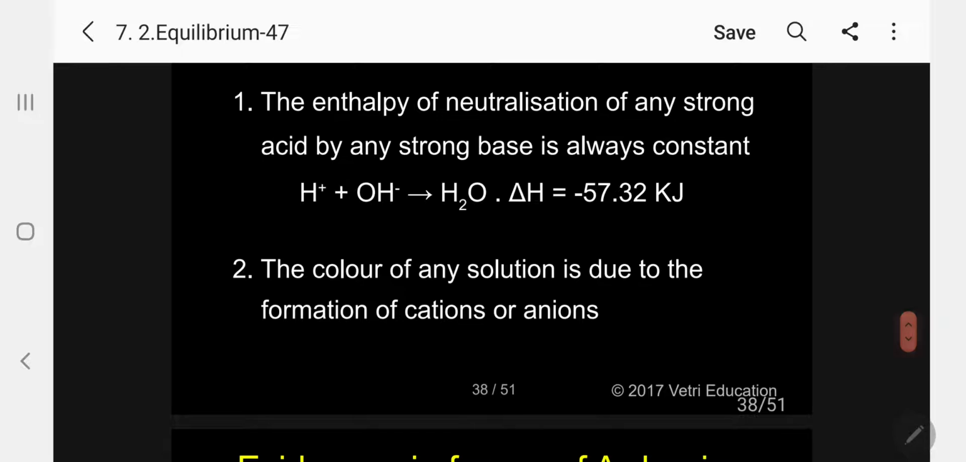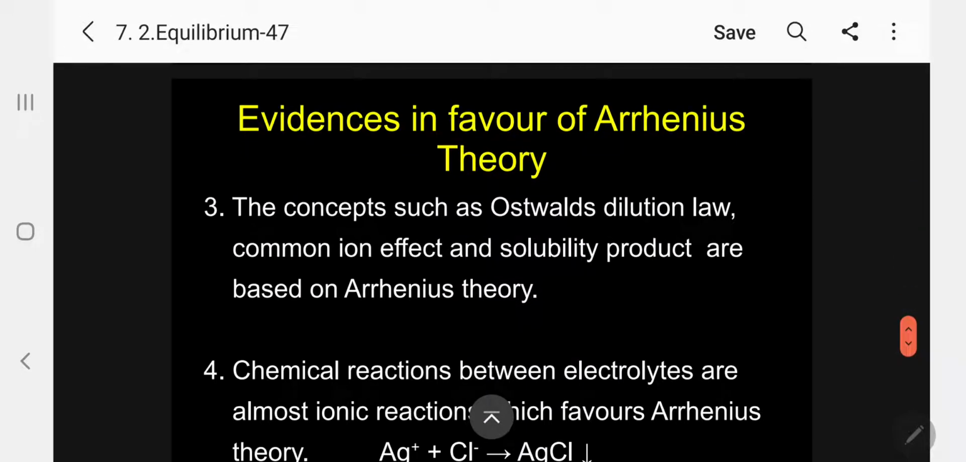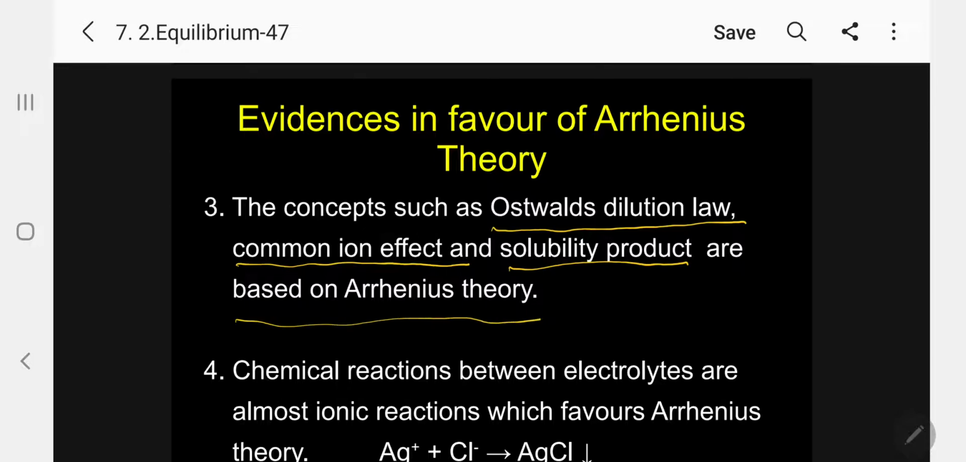Another evidence is the color of a solution due to the formation of cation or anion. For example, think of potassium dichromate, orange in color due to the dichromate ion, and permanganate, pink in color due to the color of the ion. Third, concepts such as Ostwald's dilution law, the common ion effect and solubility product, which we are going to study within a few minutes, are based on the Arrhenius theory. This is evidence for Arrhenius theory.